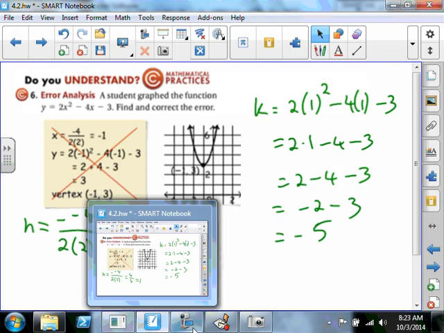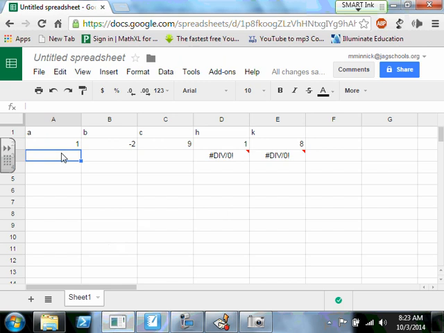So then we got 2, negative 4, negative 3. 2, negative 4, negative 3. I said negative 3. And check it out. There it is, 1, negative 5. We doing all right?